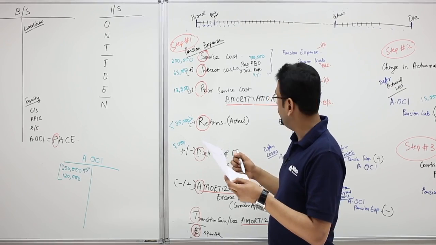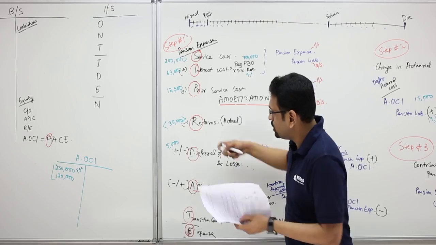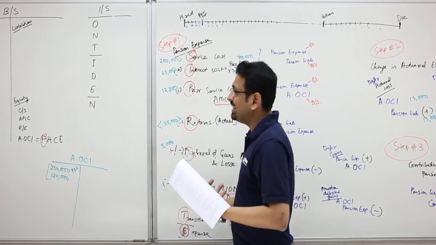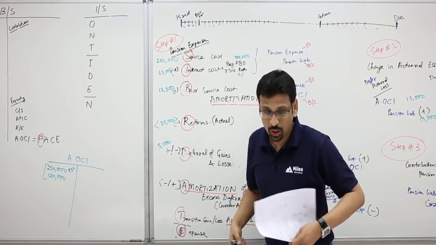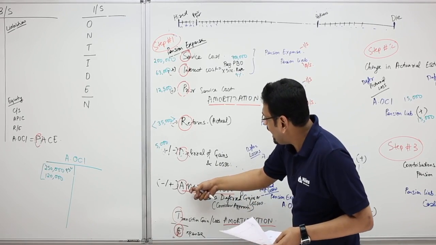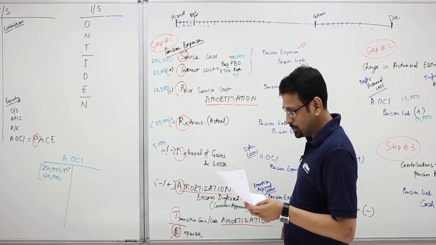Then you have the return on plan assets, it's already done. Deferral of gains and losses. So this plus this, minus 35 plus 5 gives us minus 30. That's the expected return on plan assets, $300,000 into 10%. Then let's look at the amortization of excess deferred gain or losses.